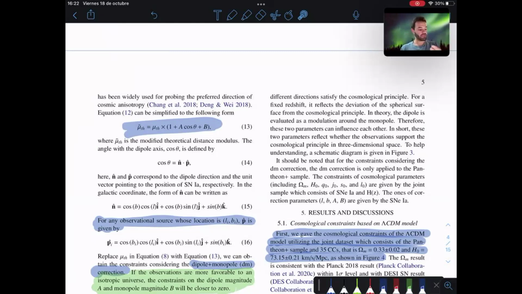And basically what this is telling us is that if our universe was really respecting the cosmological principle, then this A parameter and B parameter should go to zero. That's what we should find, and then we should just be able to recover our previous formula for the distance modulus from us to the supernova. That's what the data should tell us at the end.